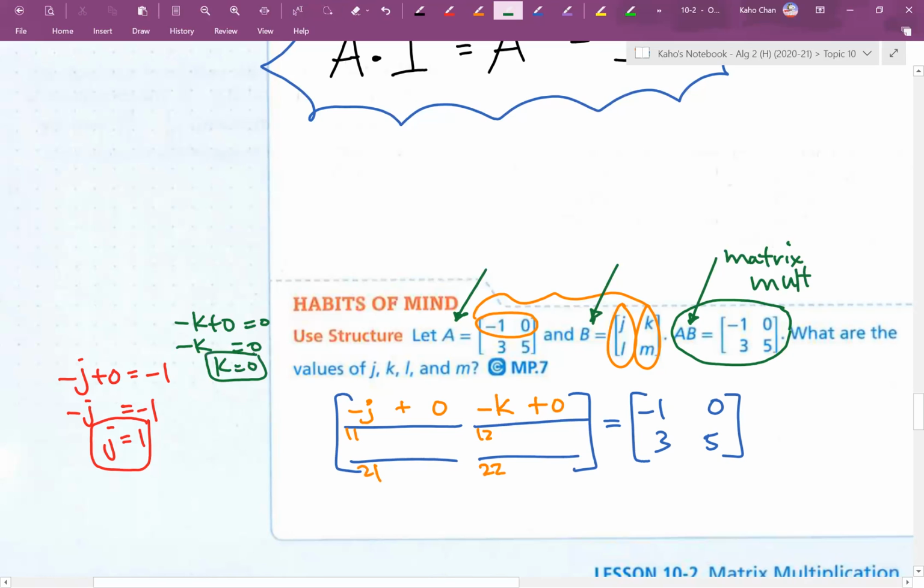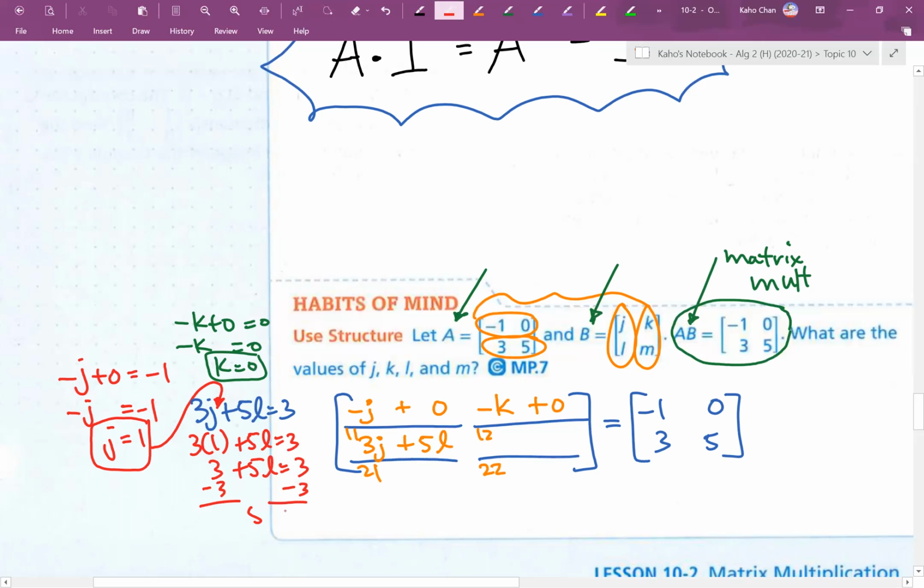Row 2, column 1, here we go. 3 times J, great. And then 5 times L. That's another equation I need to figure out. And that equals 3 on the other side. Didn't we just find what J is a second ago? Substitute into there. 3 times 1 plus 5L equals 3. 3 plus 5L equals 3. 5L equals 0. L equals 0. Great.